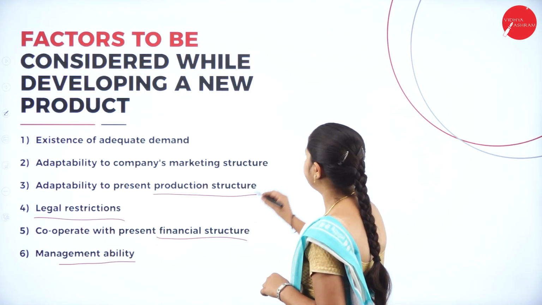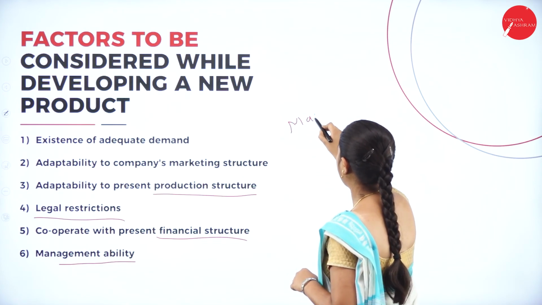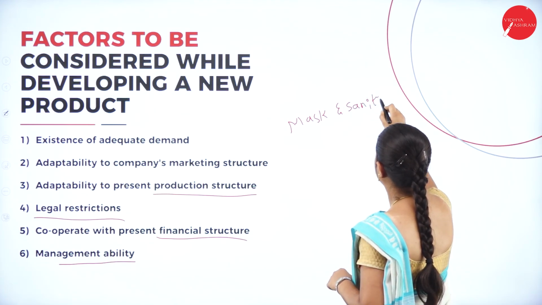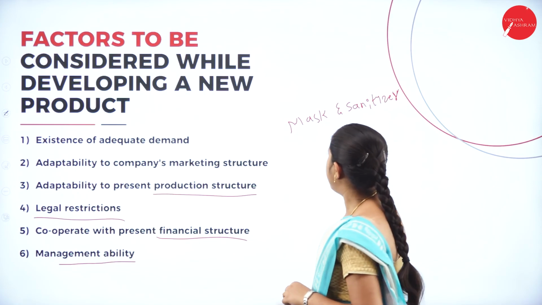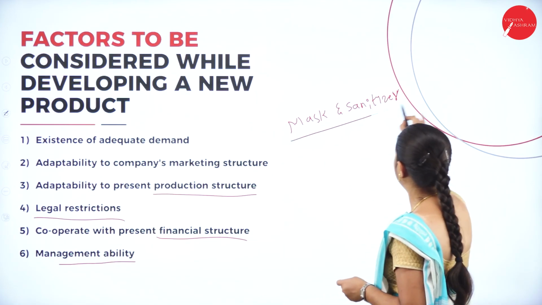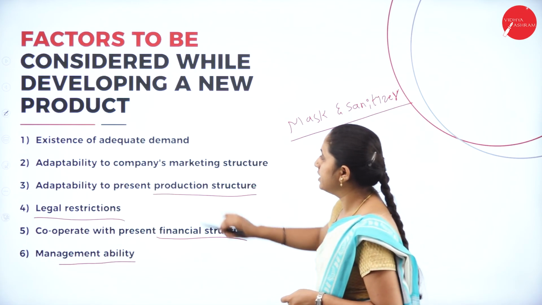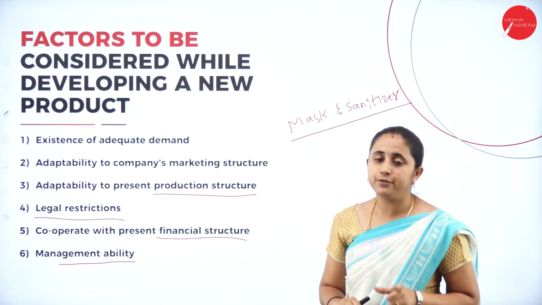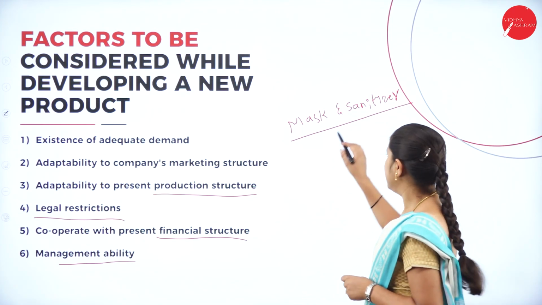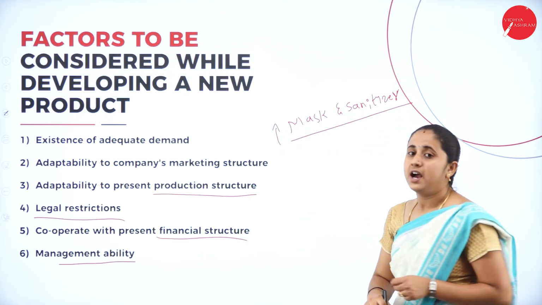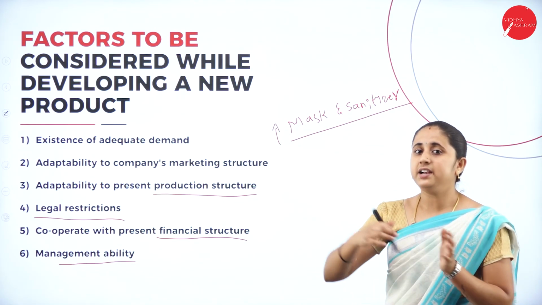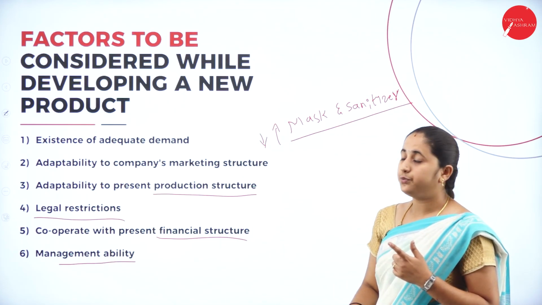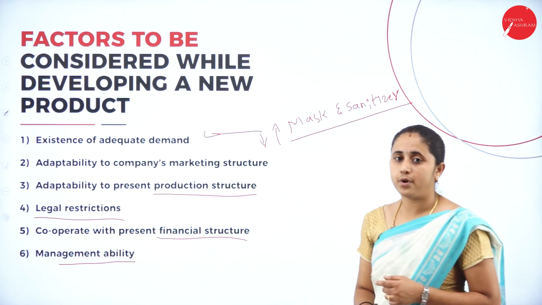For example, mask and sanitizer. This is the new product. First, you need to consider the existence of adequate demand. First, you need to consider the demand for the product. In the pandemic situation, the demand for sanitizer and mask is high. Before the pandemic period and at present, the demand is low. So you need to first consider the demand for your product.